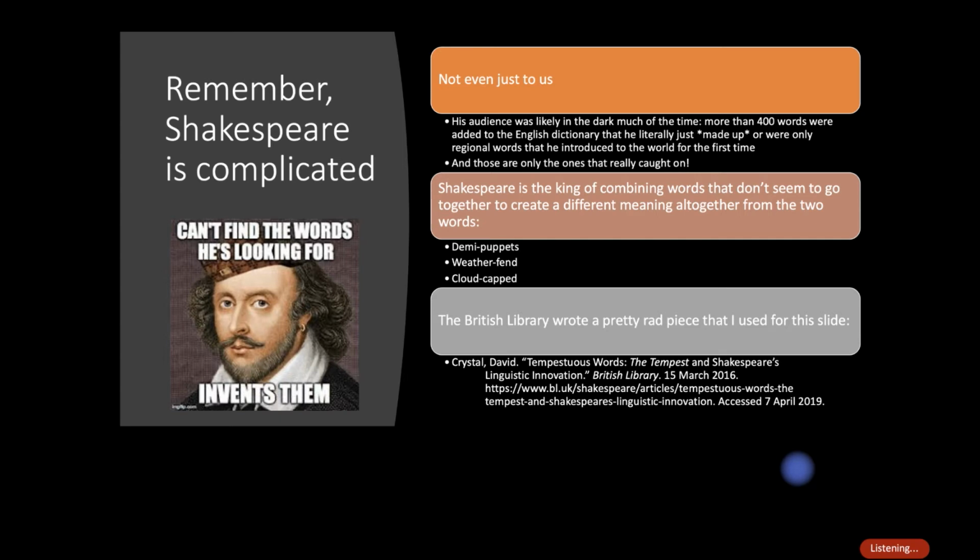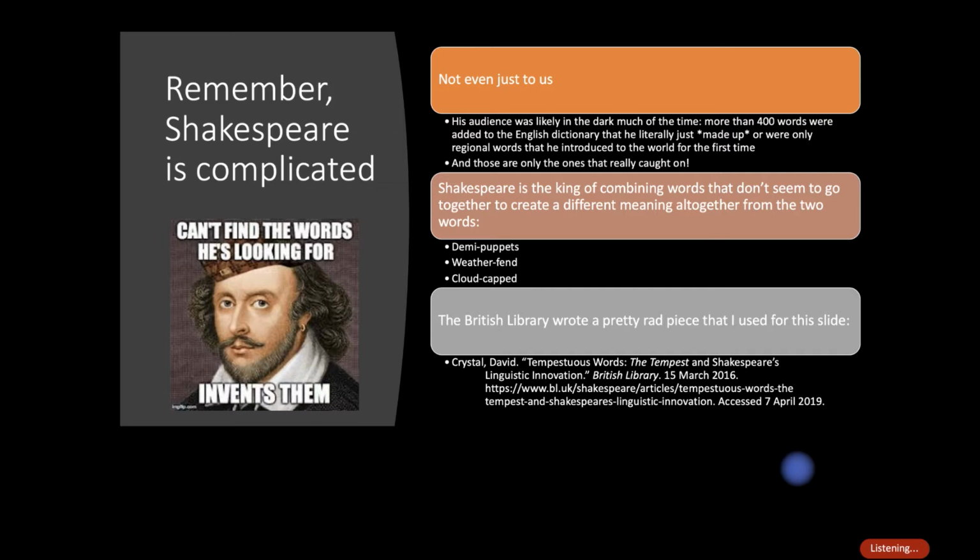So remember that Shakespeare's complicated, and that's not even just to us. His audience probably didn't really have much of an idea of what was going on either. He made up more than 400 words that are now part of the English language that hadn't been before. So his audience was probably pretty confused. But those 400 words are the only ones that really caught on. There are plenty of other words that Shakespeare used that didn't. So keep in mind that he combined words together to make new ideas and new words.